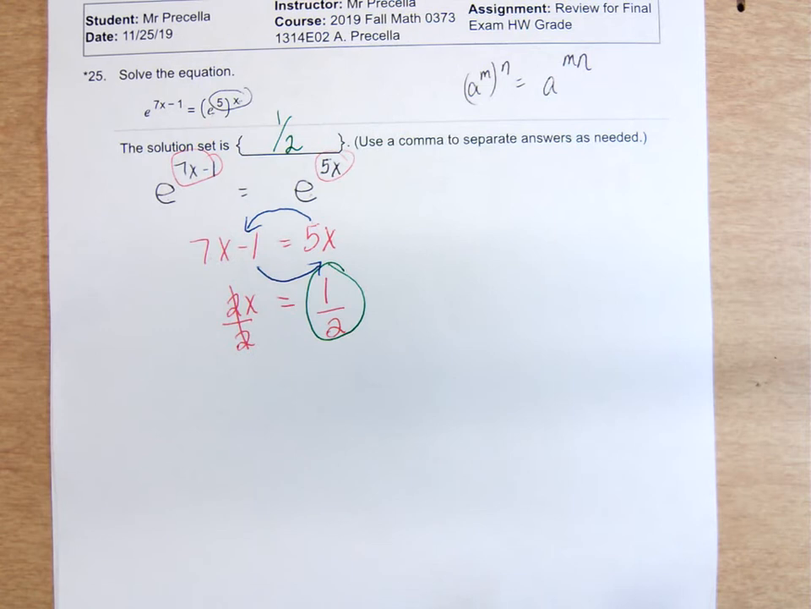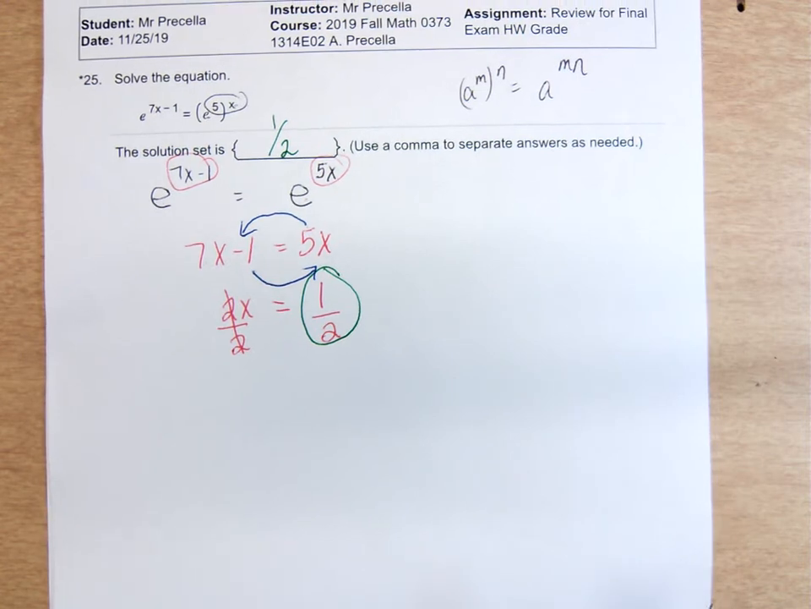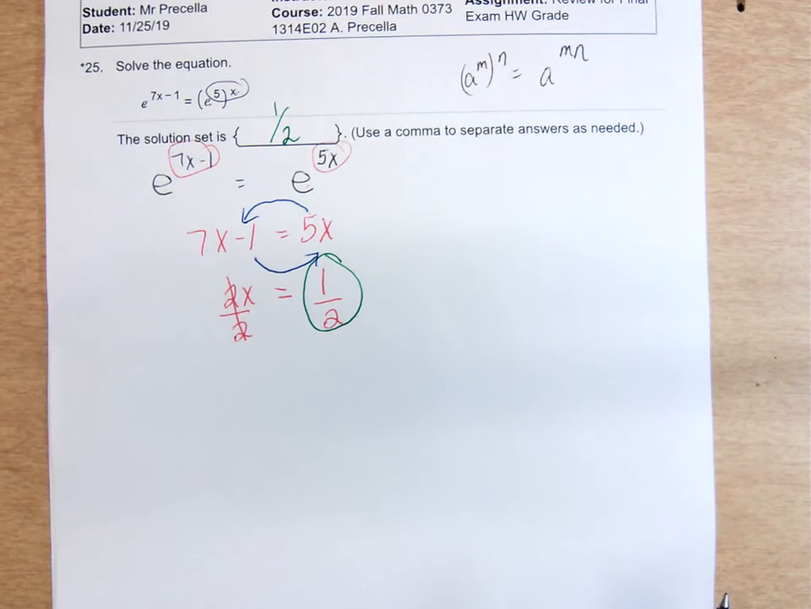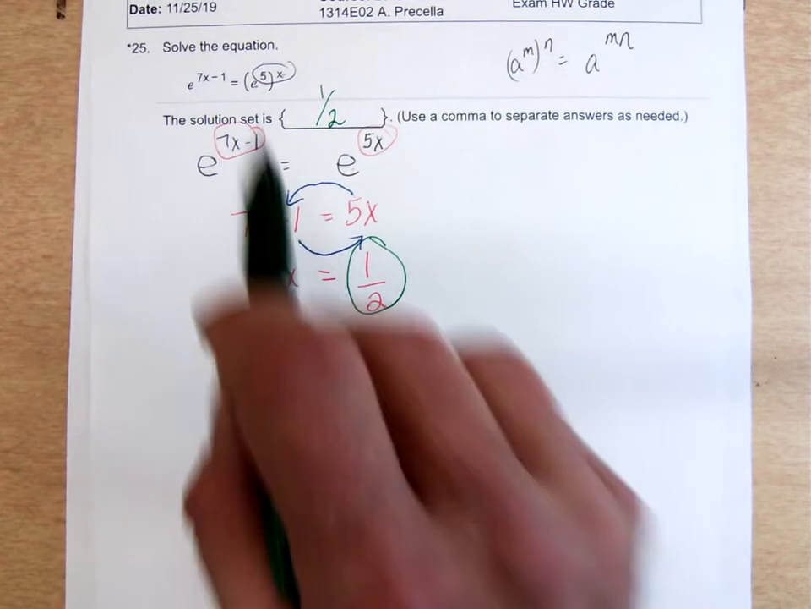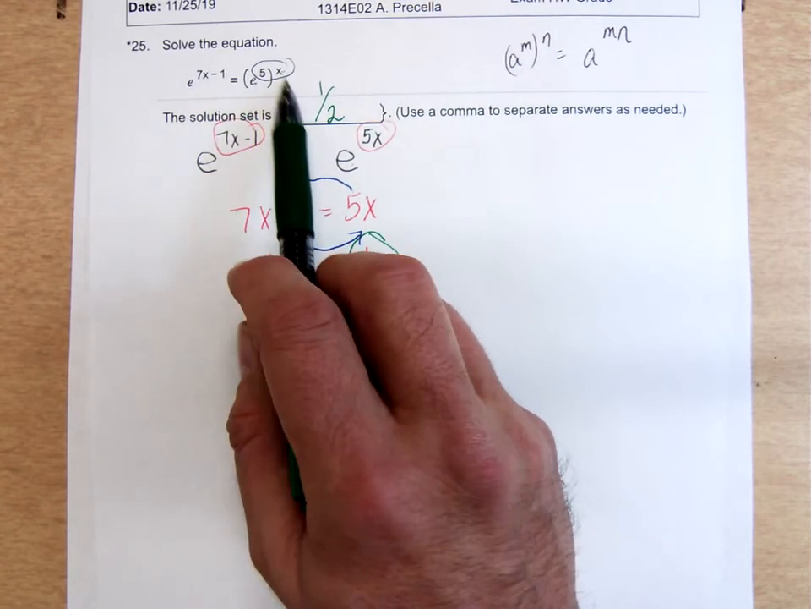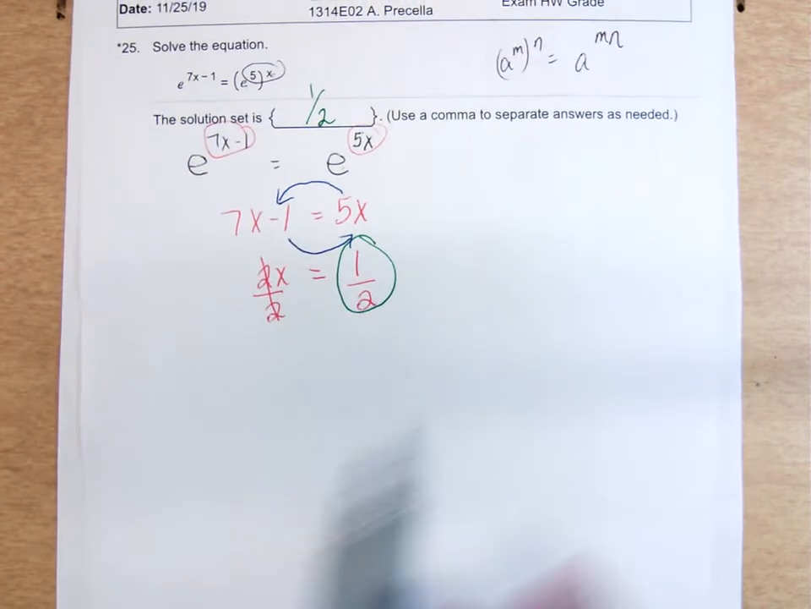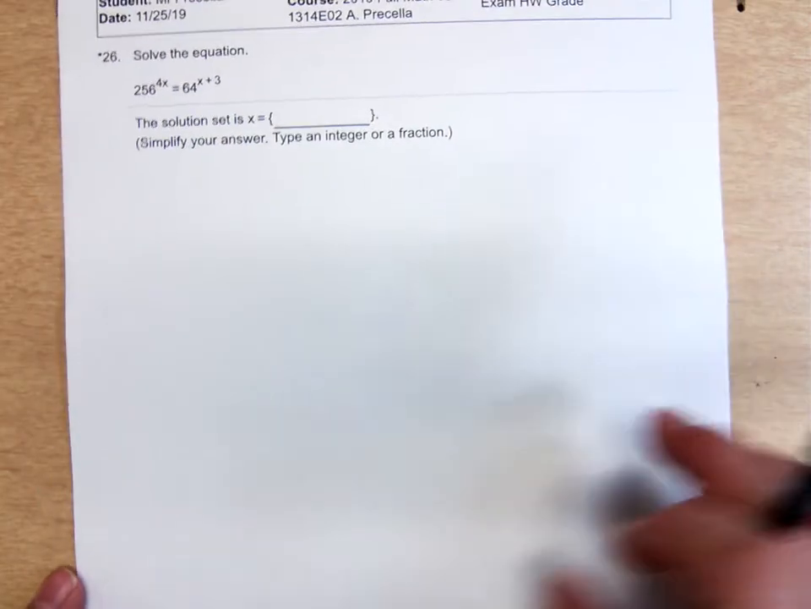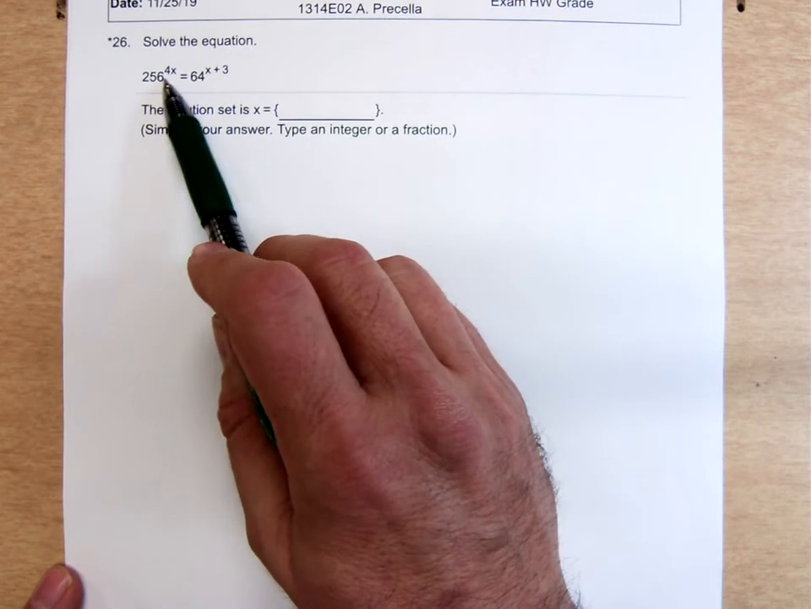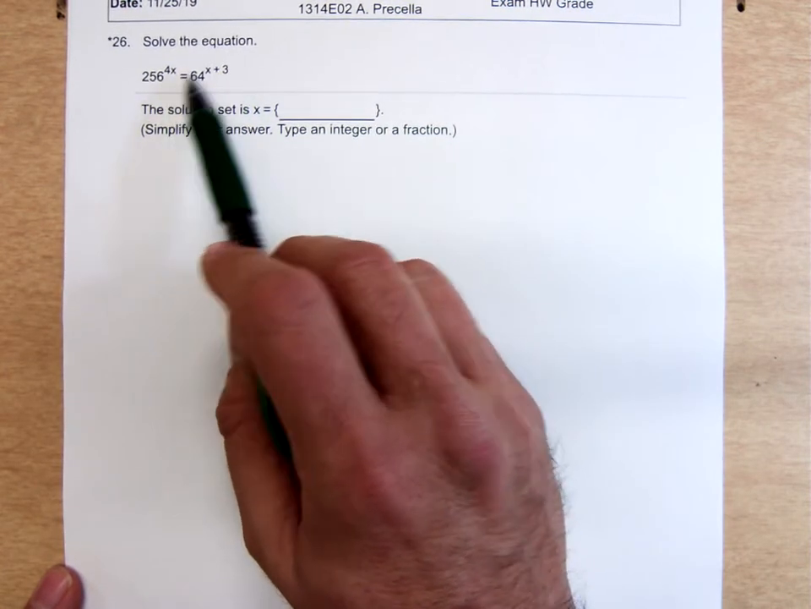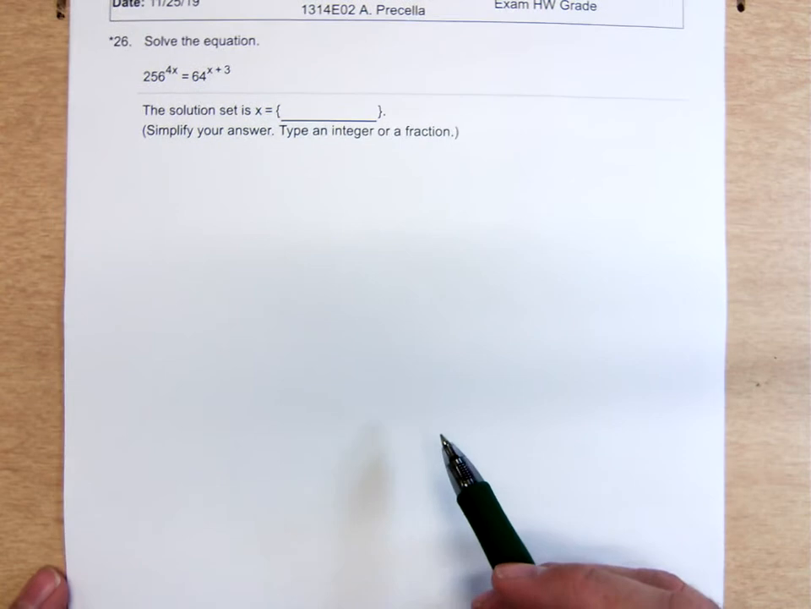Now, are we ready for another one like this? Well, yep, we are. Now, when do you do this common base? When the variable is up in the exponent. This one, number 26. The variable is again in the exponent, so let's try to get a common base.